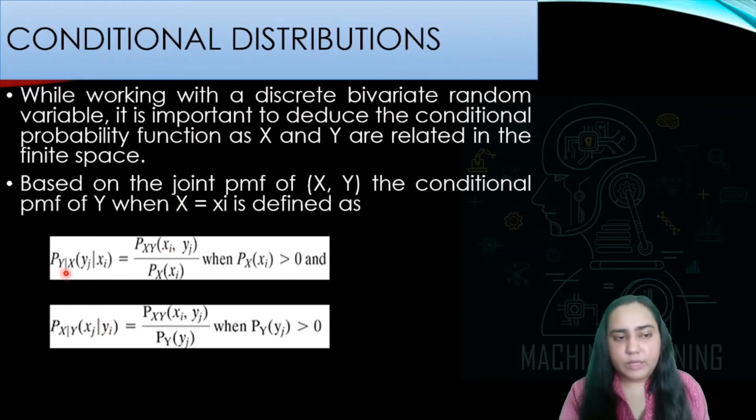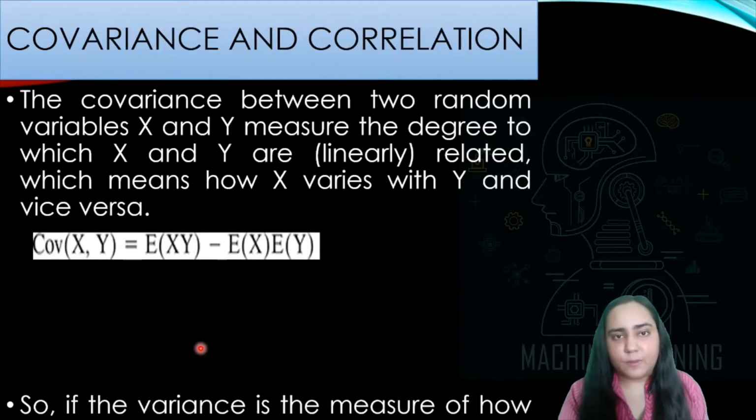Okay. So P of y given x, that is, yj given xi, you can calculate it like this. When px of xi is greater than 0, and if py of yj is greater than 0, then you can also calculate the reverse of this. So this is another formula for that. So you can apply even conditional probability to bivariate random variables by just modifying the formula.